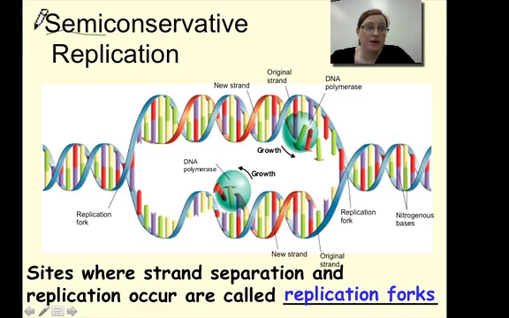The semi part here meaning half, and to conserve something means to save. So in the process of replication, we're going to save half of the original DNA molecule in each part of the new two molecules that are formed. So we need to break apart the DNA molecule, splitting it right down the center. Where that happens, it's known as a replication fork, because we're going to have growth occurring on both sides. We're going to be building our strands in opposite directions.